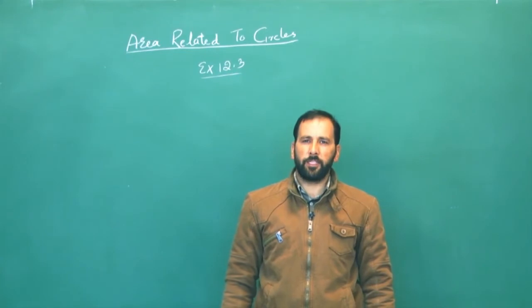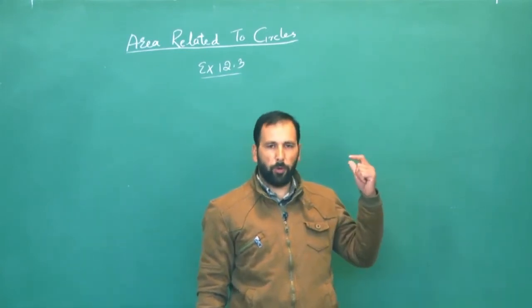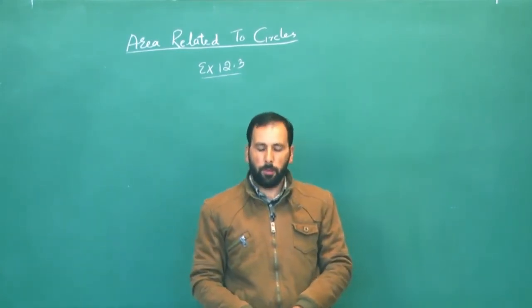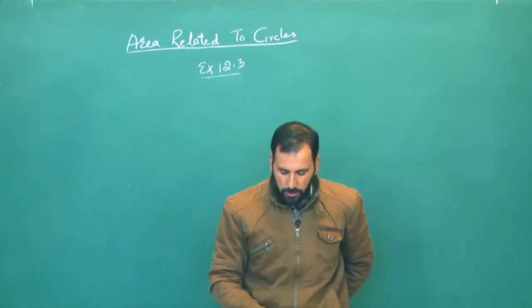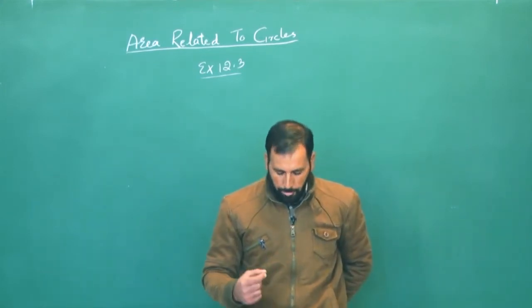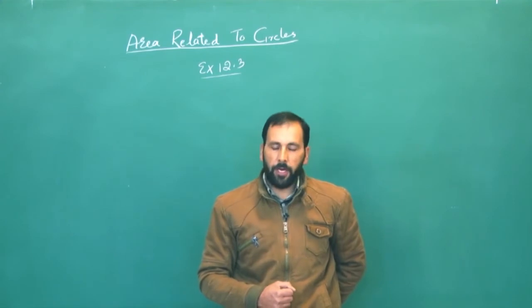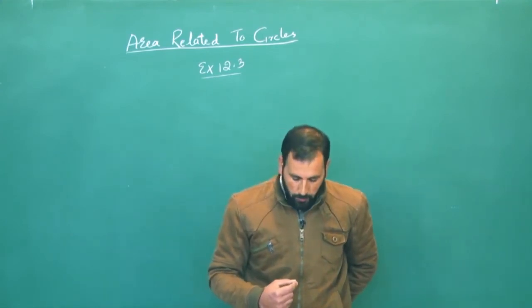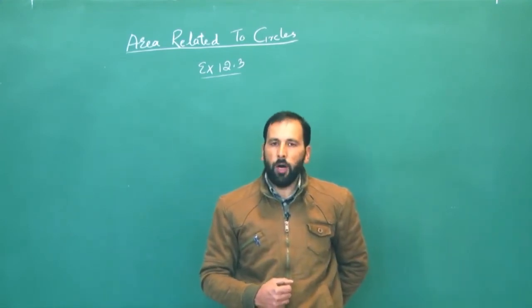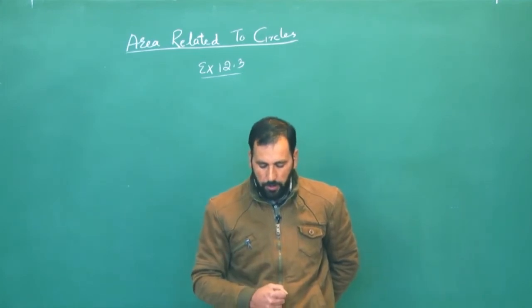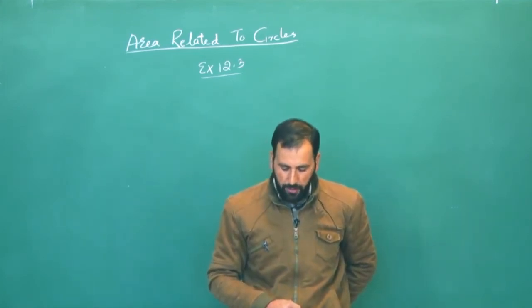Let us take another example of the same exercise 12.3. The example is example number 4. Find the area of a shaded region in which a circular arc of radius 6 centimeter has been drawn with the vertex O of an equilateral triangle OAB of side 12 centimeter as center.